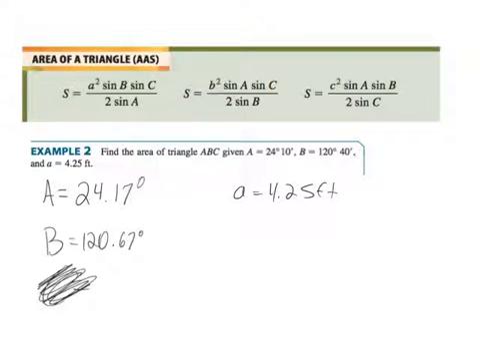So we need to find the area given A and B, and then side a. We'll also need angle C, but that's pretty easy to get because we just have to do 180 minus the other two.